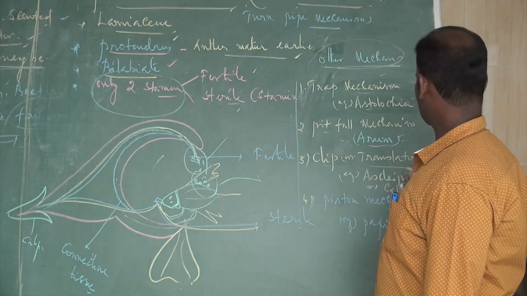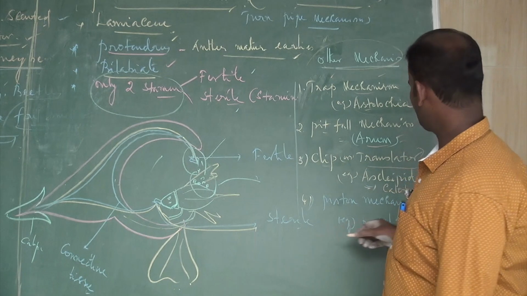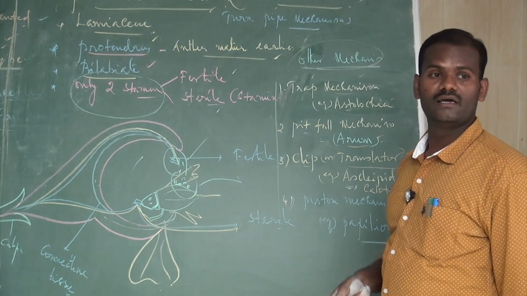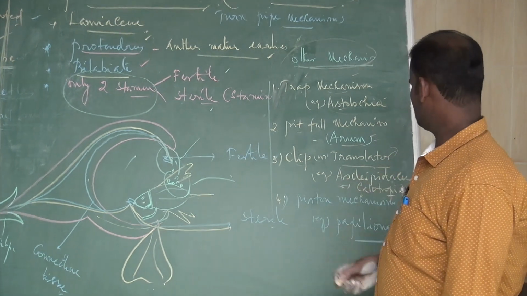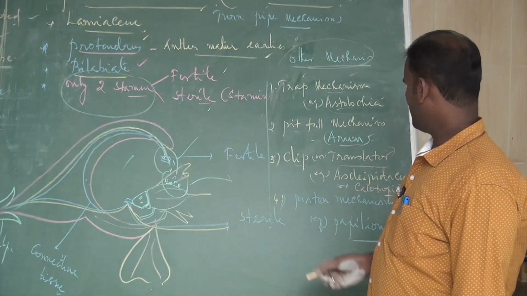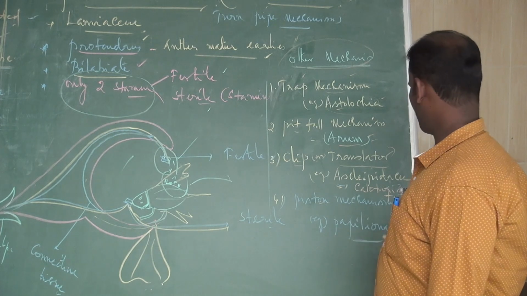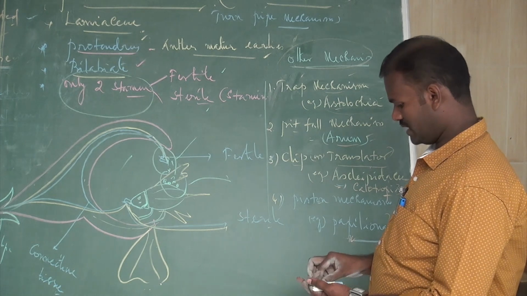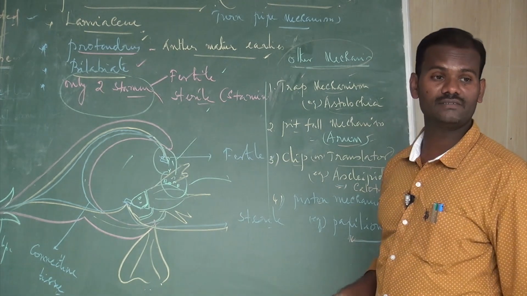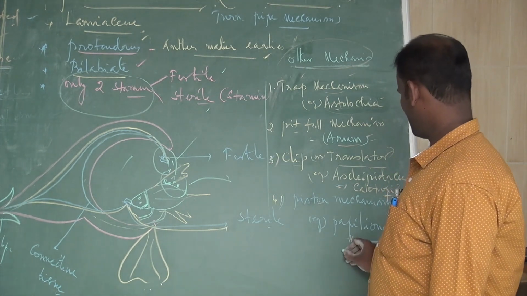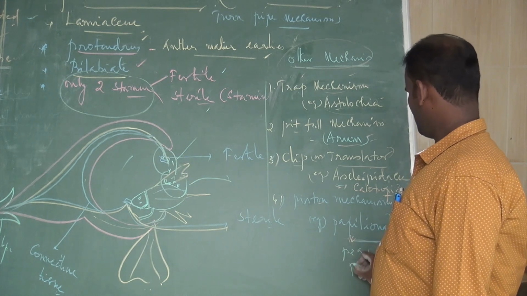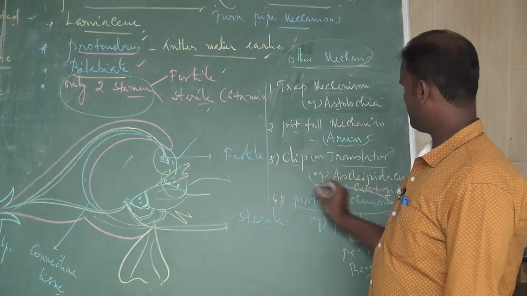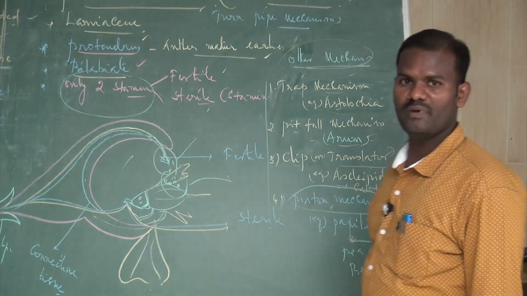The third one is the translator mechanism. It is well adapted in the Asclepiadaceae family, for example Calotropis, which in the vernacular we call Erukkan. Then the piston mechanism, for example the papilionaceous corolla, for example the pea plant. All the pulse varieties come under the category of Papilionaceae, pea and beans. This special type of mechanism involved for pollination is called the piston mechanism.